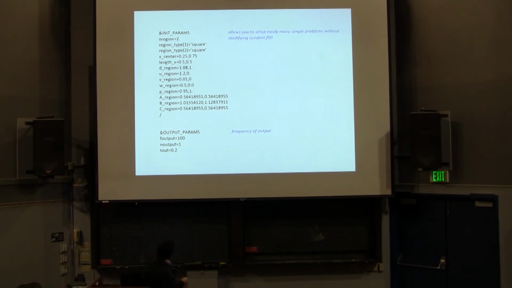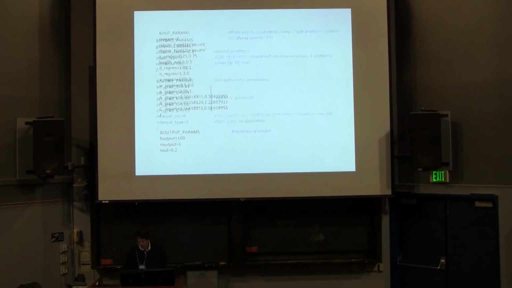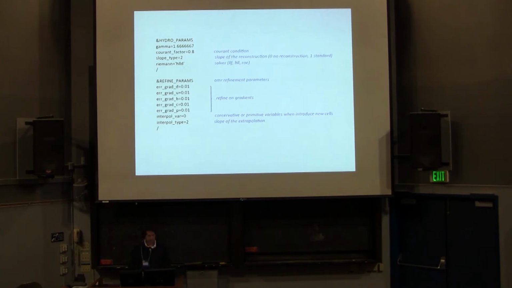Then the output params that allows you to control the frequency of the outputs. Okay, then the Courant condition. Okay, I'm assuming most of you know what the Courant condition is. I will get into more details tomorrow. Essentially, it's said to be smaller than 1 if you want the scheme to be stable, and the closer to 0, the more accurate the scheme, but the slower the code. So, usually with a good enough scheme, you can have values close to 1, 0.8.